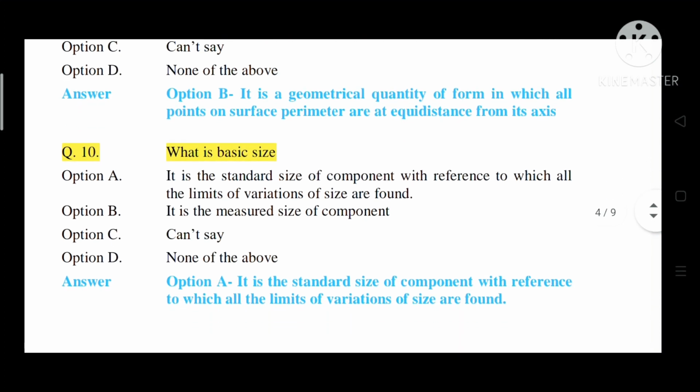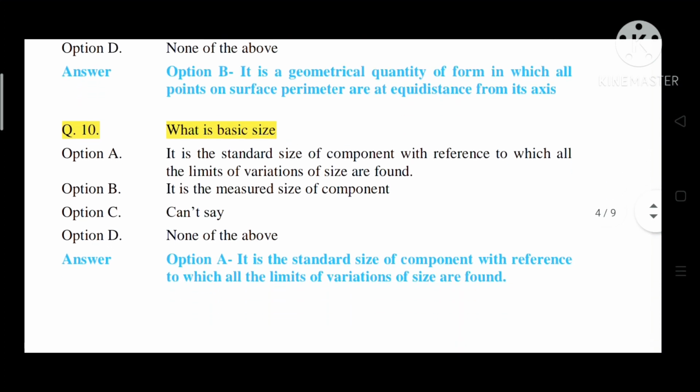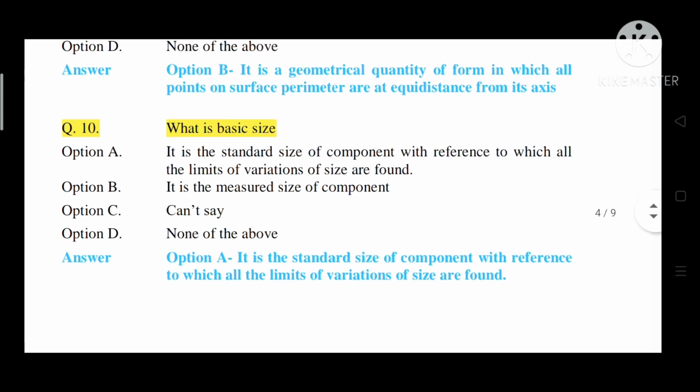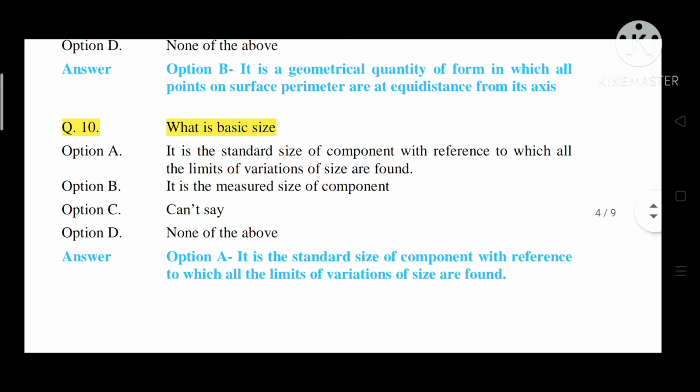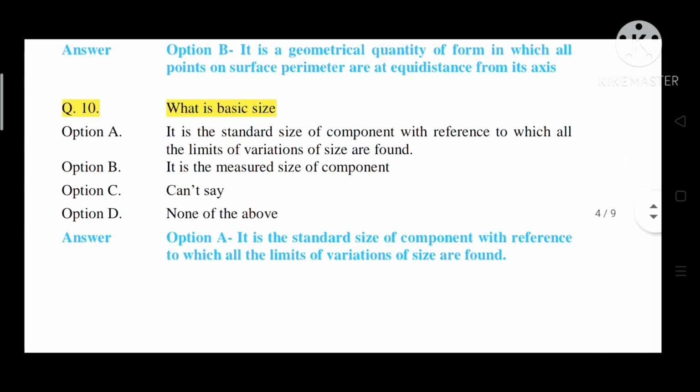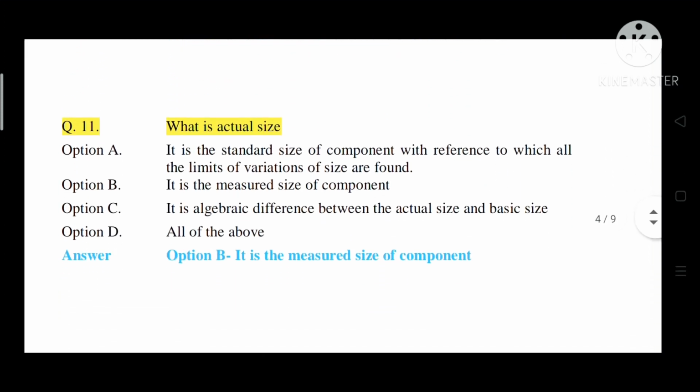Question number 10. What is basic size? Option A, it is the standard size of component with reference to which all the limits of variation of size are found. Option B, it is the measured size of component. Option C, can't say. Option D, none of the above. So correct answer is option A, that is, it is the standard size of component with reference to which all the limits of variation of size are found.